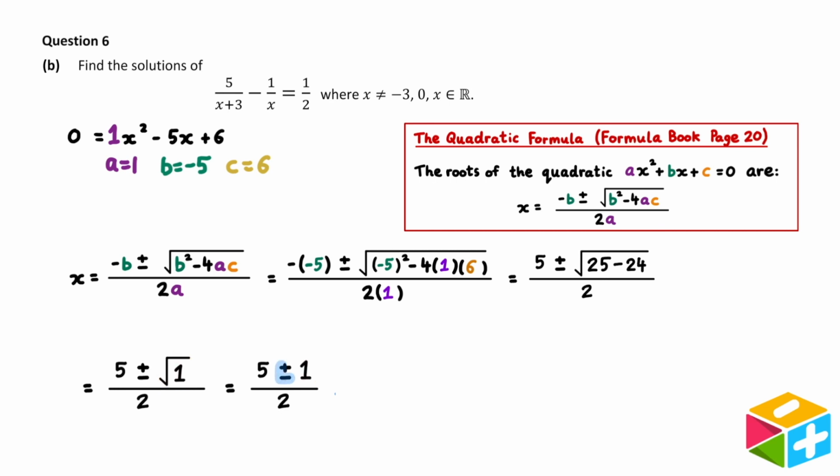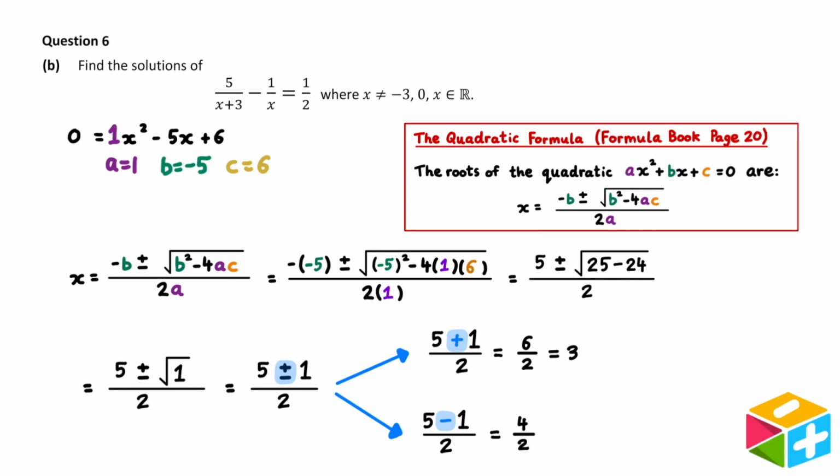To deal with the plus-minus sign, we split into two cases. In the first, we replace this symbol with a plus, and in the second, we replace it with a minus. To get our solutions to the question, we just have to calculate each of these expressions. 5 plus 1 is 6, so in the first case, we get 6 over 2, which is 3. 5 minus 1 is 4, so in the second case, we get 4 over 2, which is 2. So as our final answer, we've ended up with two solutions to the equation, x equals 3 and x equals 2.